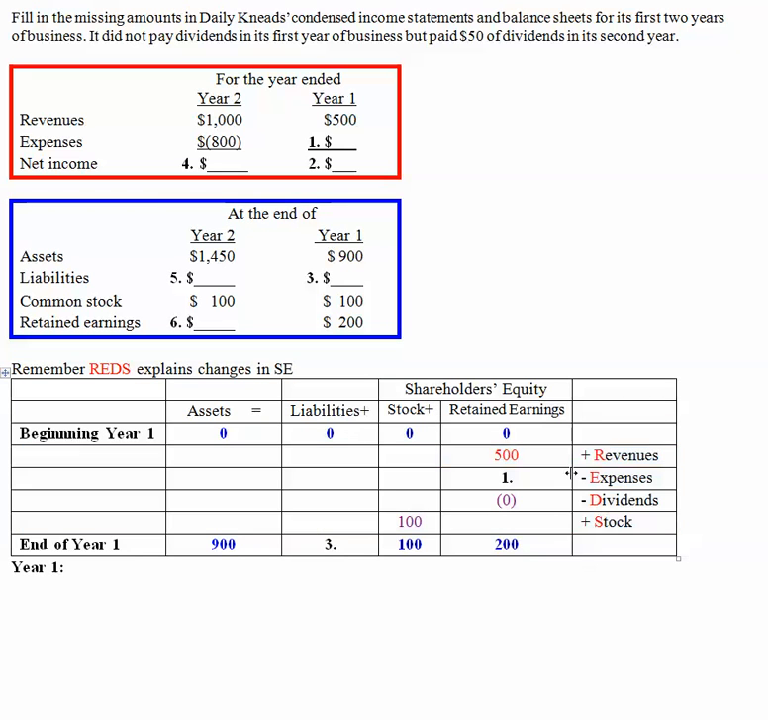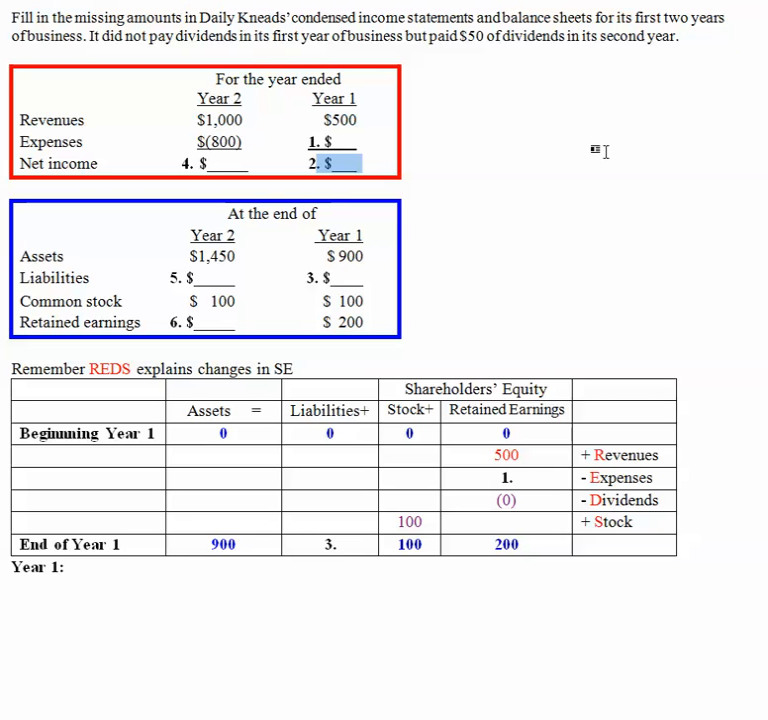If you look at the information we're given, we know our revenues were 500. We know our expenses were, actually we don't know what our expenses are. We're told our dividends are 0, and we're told that our stock ended up with 100, so we must have issued 100. So what I'm missing here is expenses, and I'm also missing net income. So I basically have an equation with two unknowns that I cannot solve for.